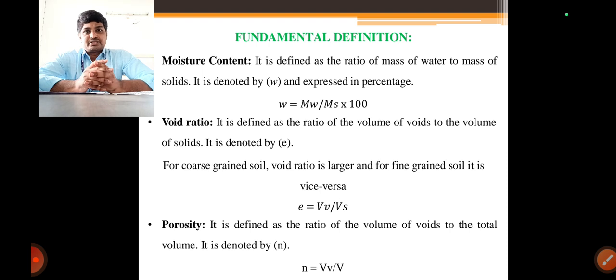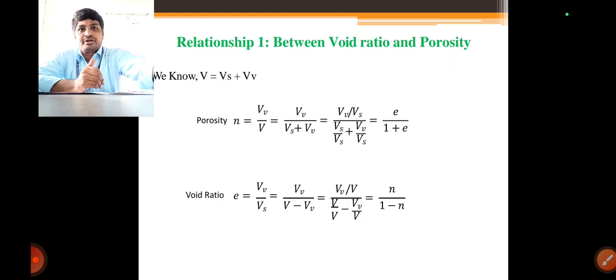Void ratio is defined as the ratio of the volume of voids to the volume of solids. And porosity, one more definition, is defined as the ratio of the volume of voids to the total volume of the soil mass. So what is the difference between void ratio and porosity? For void ratio we consider only the volume of solids, whereas for porosity we consider the total volume of soil.